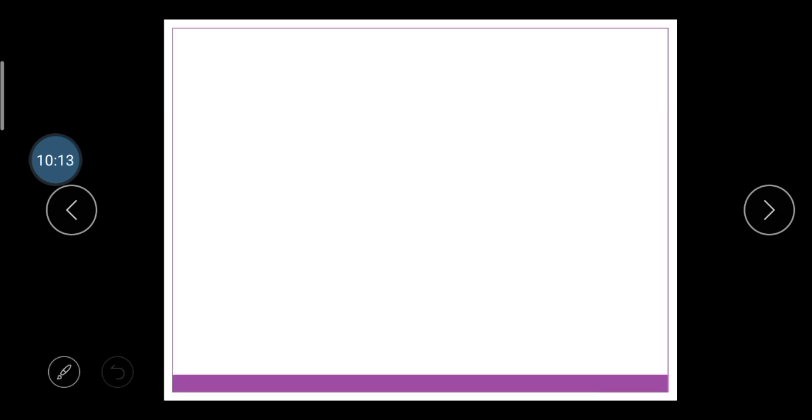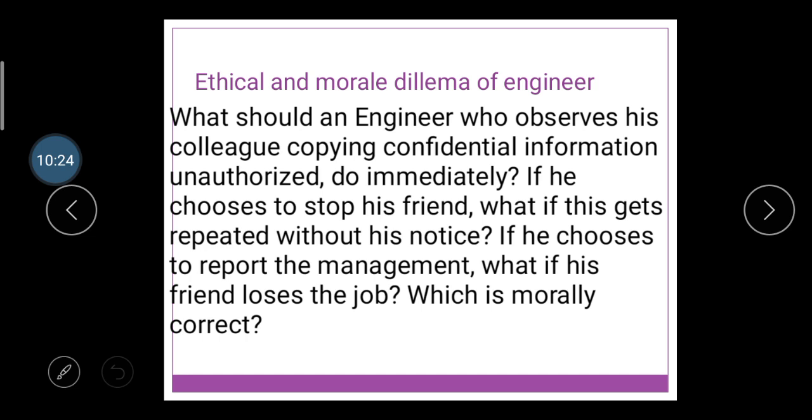Then after, here are the ethical and moral dilemmas of the engineer. What type of dilemmas are faced by engineers? Here is an example I am considering: what should an engineer do who observes his colleague copying confidential information without authorization? If he chooses to stop his friend, what if this gets repeated without notice? If he chooses to report to the management, then what if his friend loses the job? Which is morally correct?